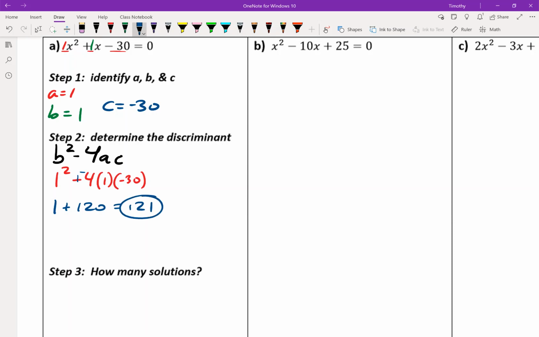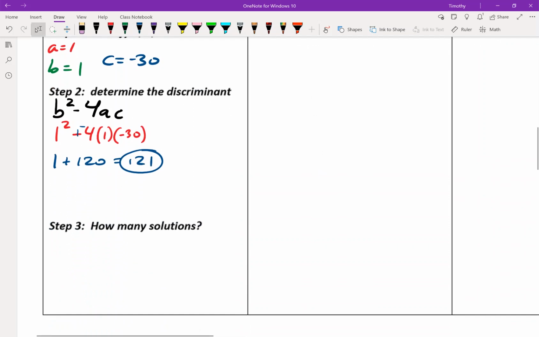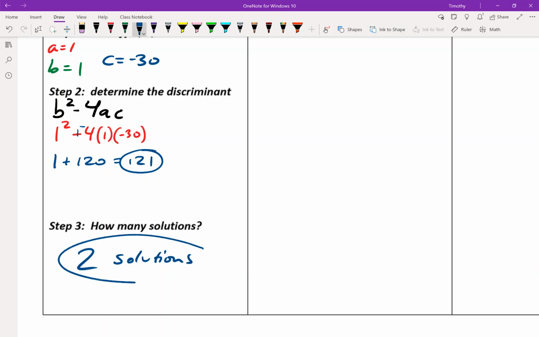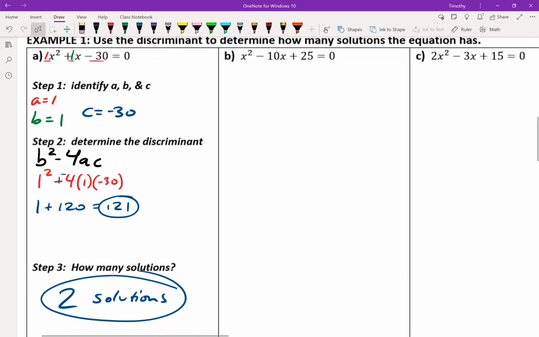We know from the notes above that if the discriminant is positive, the equation has two real solutions. So how many solutions do we have here? 2. That's what we're focusing on in these notes today, just using the value of the discriminant to determine how many solutions the equation has.